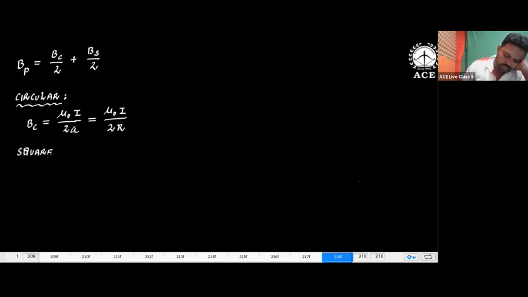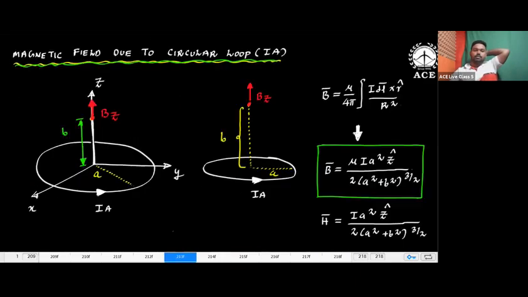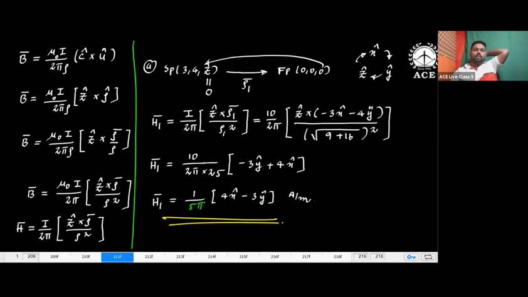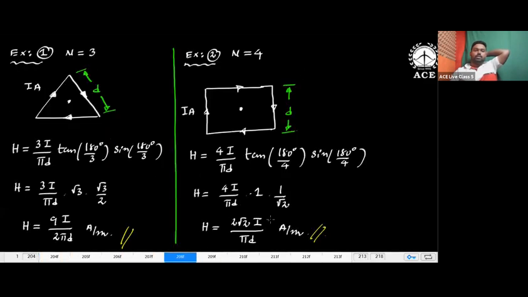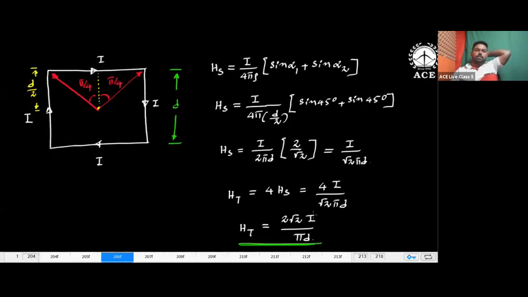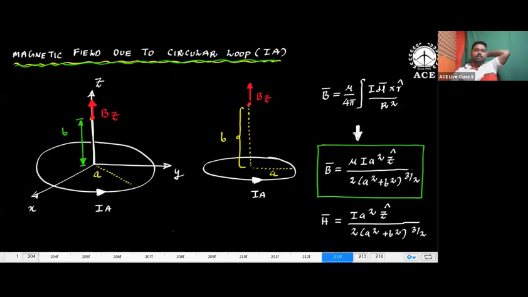What is the magnetic field due to the square loop? Square loop, at the center. We have taken that as example number 2, and we have solved one numerical also: 2 root 2 I by pi d. If you remember, let me go back. What is the magnetic field at the center of the square loop, beta, with the side d? That is the second example: 2 root 2 I by pi d. You can also see from here, 2 root 2 I by pi d. Clear, beta? Yes.